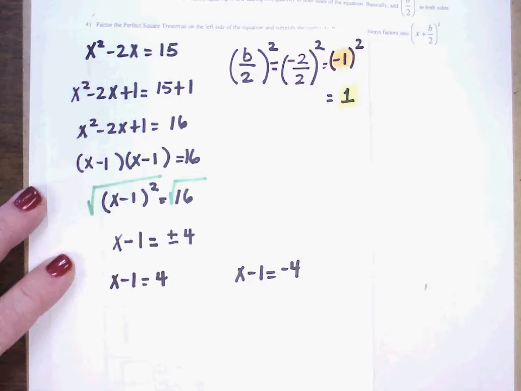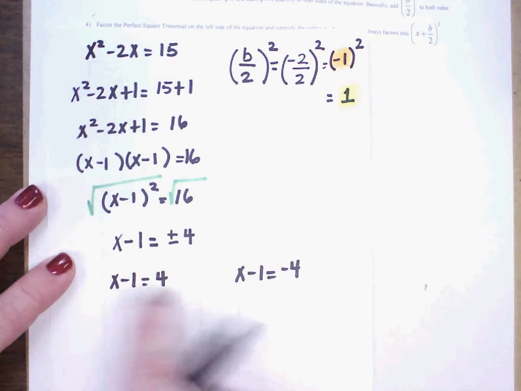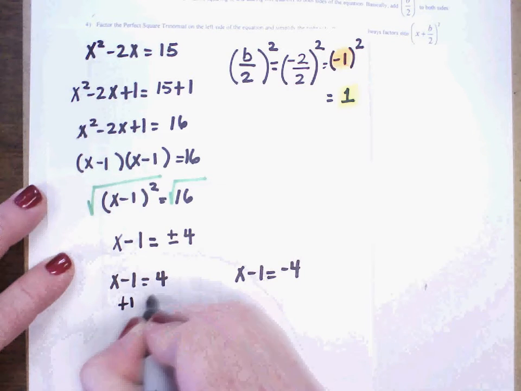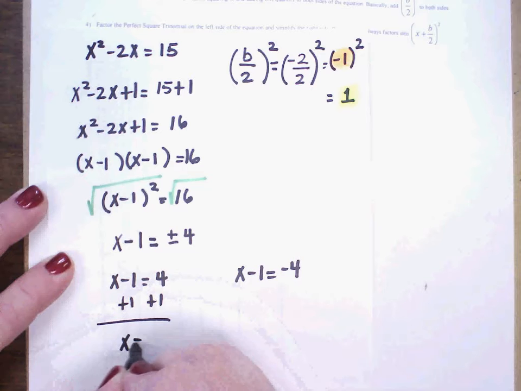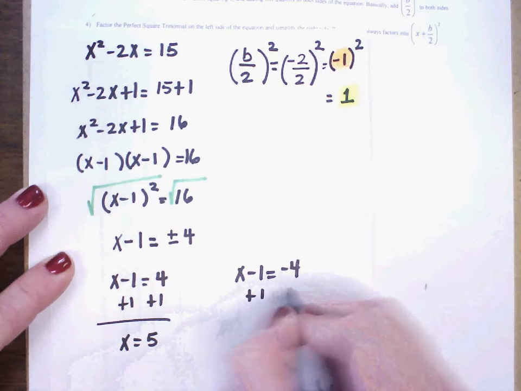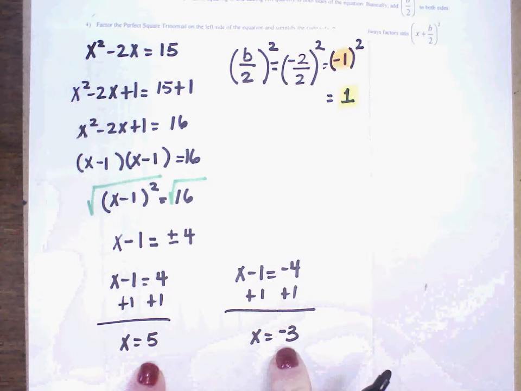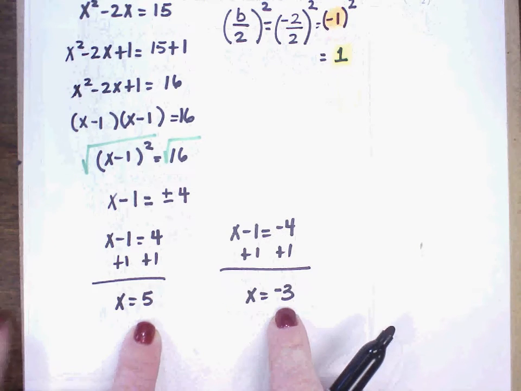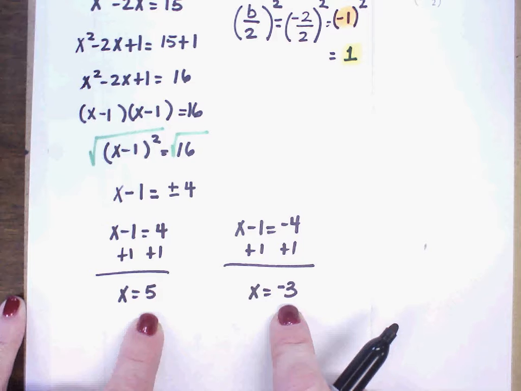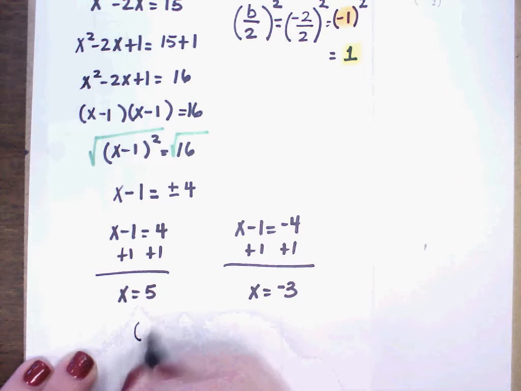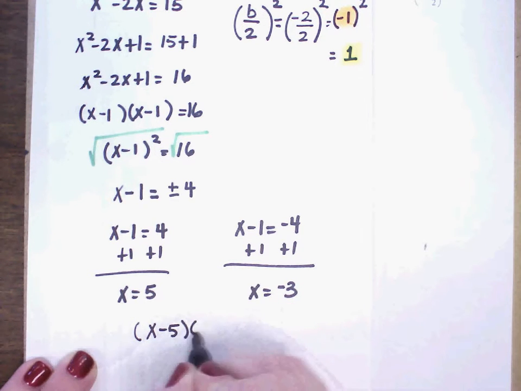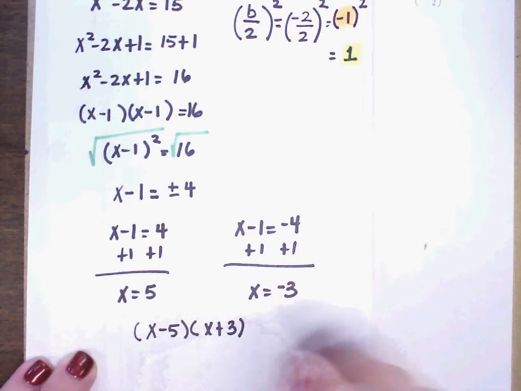Yay? All right, so now we're going to add 1 to both sides, right? And x equals 5. And I'm going to add 1 to both sides, and x equals negative 3. Yes? Now, what were the factors of this? X minus 5 and x plus 3, right?